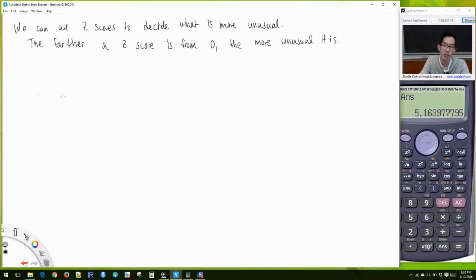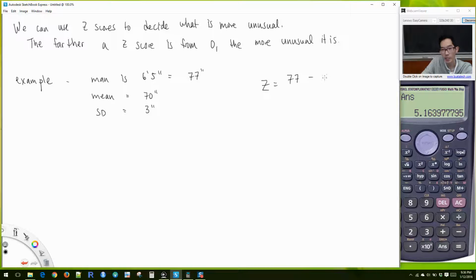Okay, so let's just try an example. A man is 6'5", which corresponds to 77 inches tall, I think. We will say the mean height of men is 70 inches and the standard deviation is 3 inches. And so this man's z-score would be 77 minus the mean of 70, divided by the standard deviation of 3. Is that okay?